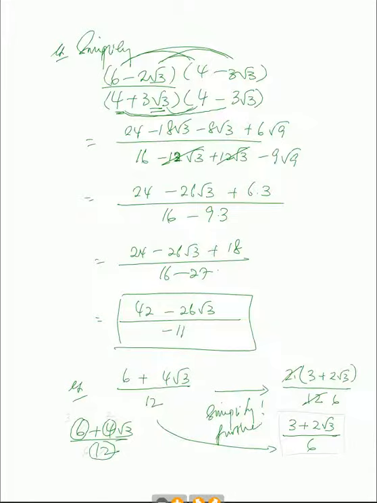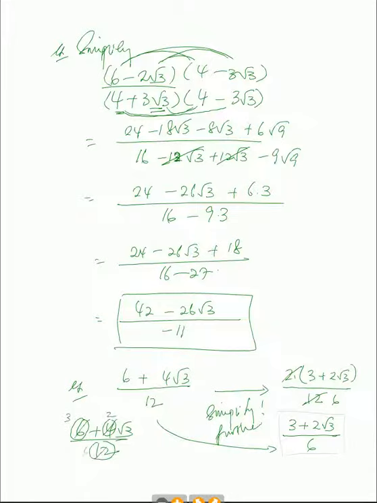Is there any number that can divide 6, 4, and 12 all at once? Okay, and the answer is 2 does the job. 2 divides them all. So what I do is I go in there and I take 6 divided by 2 makes it 3. 4 divided by 2 makes it 2.